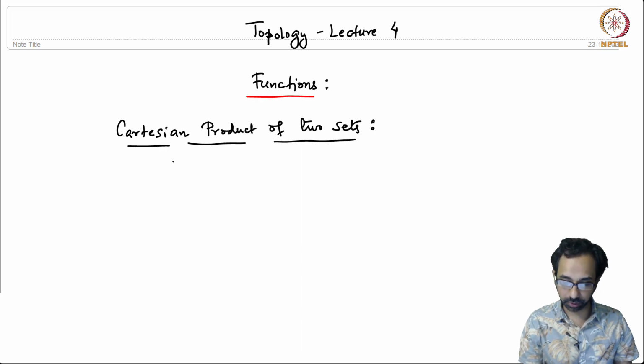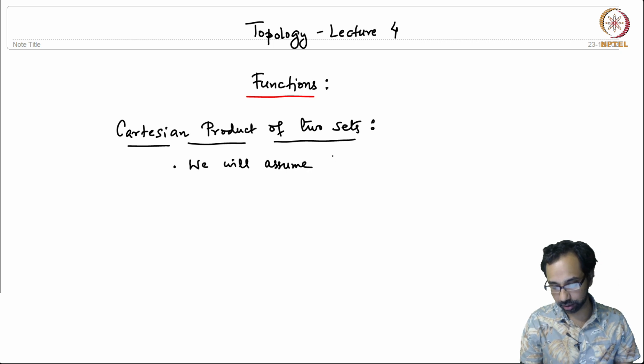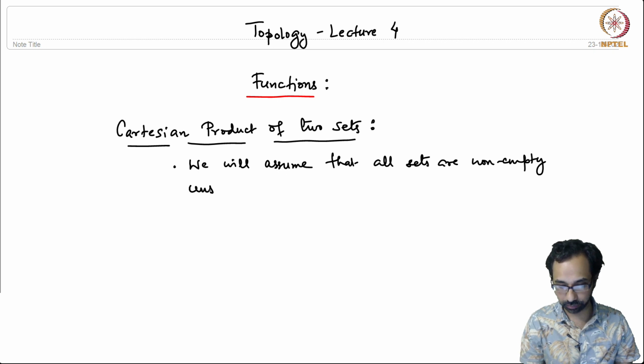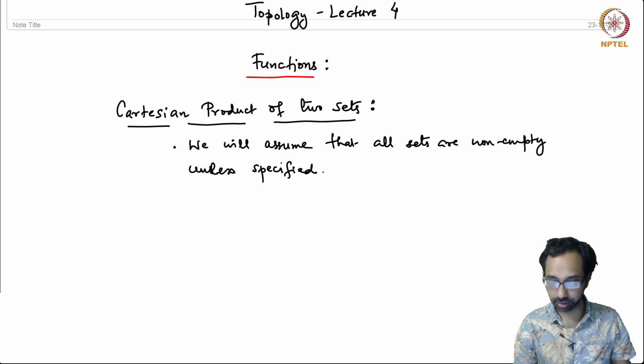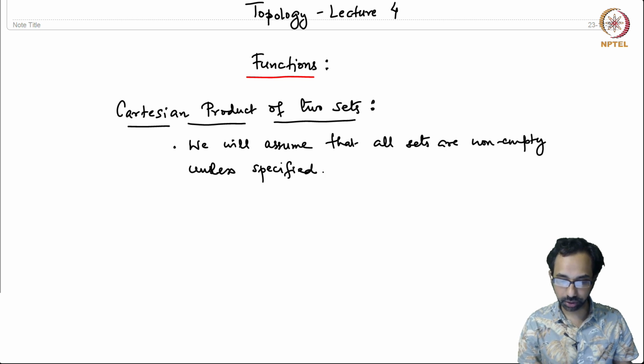So just for convenience, we will assume throughout the lecture that all sets are non-empty, unless specified. Just to make the discussion easier, we will assume throughout that all sets are non-empty. So how do you define the Cartesian product of two non-empty sets?